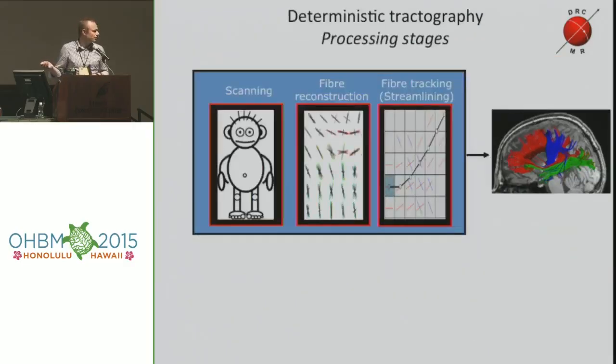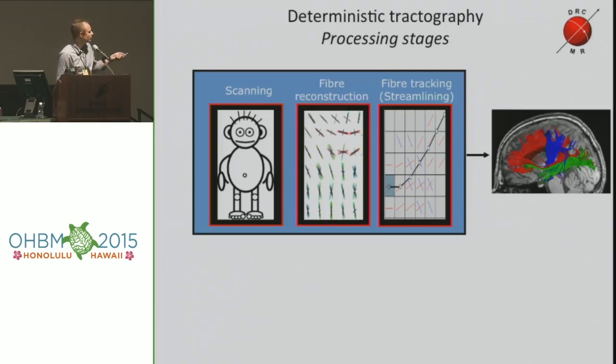So let's have a look into the pipeline. If we first look into the deterministic tractography pipeline, it consists of these three processing stages. This morning you heard something about the acquisition. This stage is about selecting the b-values, the scanners, the sequence, but it also includes all the post-processing and ensuring the data quality.